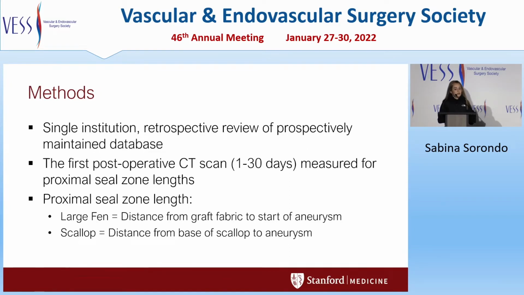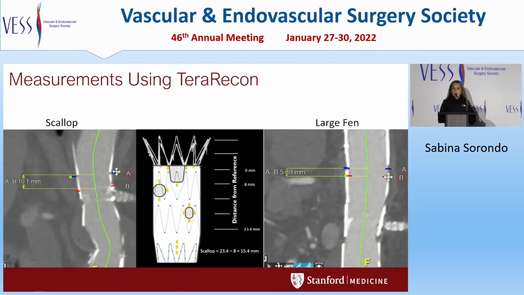We retrospectively reviewed our prospectively maintained database for all Cook Z-Fen patients undergoing either a scallop or a large fenestration. All first post-op CT scans within 1 to 30 days were measured for proximal seal zone lengths. This was defined as the start of the fabric to the start of the aneurysm for large fenestrations, and the start of the base of the scallop to the start of the aneurysm for scallops. Here's an example of how we measured proximal seal zones using TerraRecon. For scallops, we measured from the start of the fabric to the aneurysm, then looked back at our configurations and subtracted the distance from the total measurement.